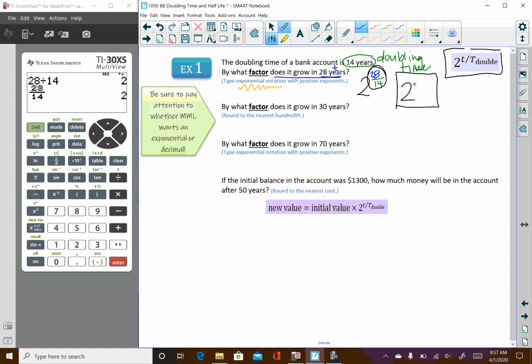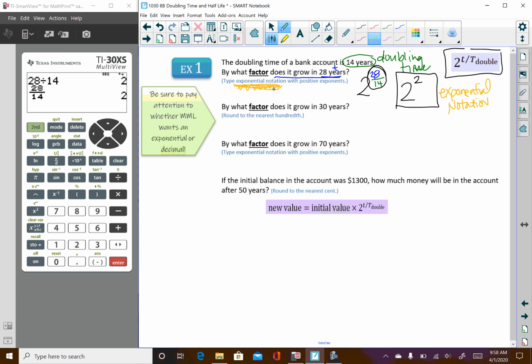So our answer that we would type into MyMathLab is 2 squared. And again, you want it to be in exponential notation for this one. So just be really careful to read about the type of input MyMathLab wants, because sometimes, if you typed in 4 for this, it would mark it wrong because it wants it in exponential form.